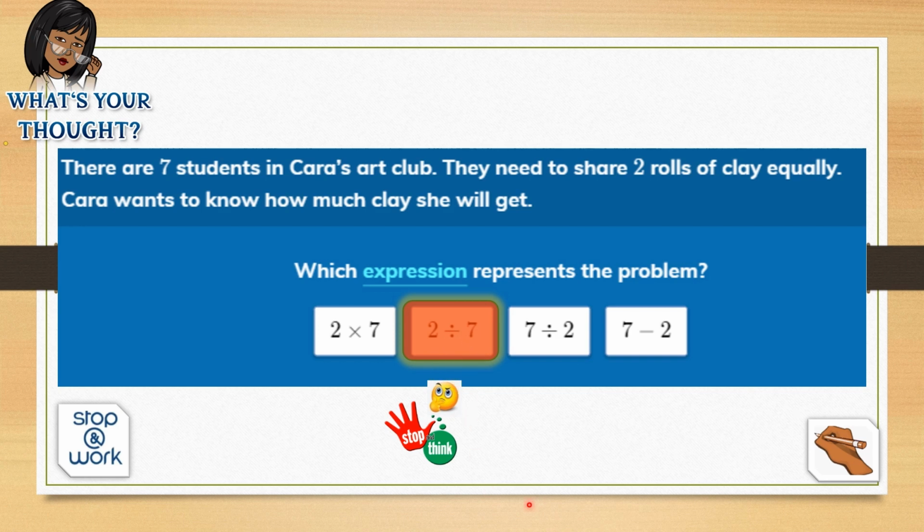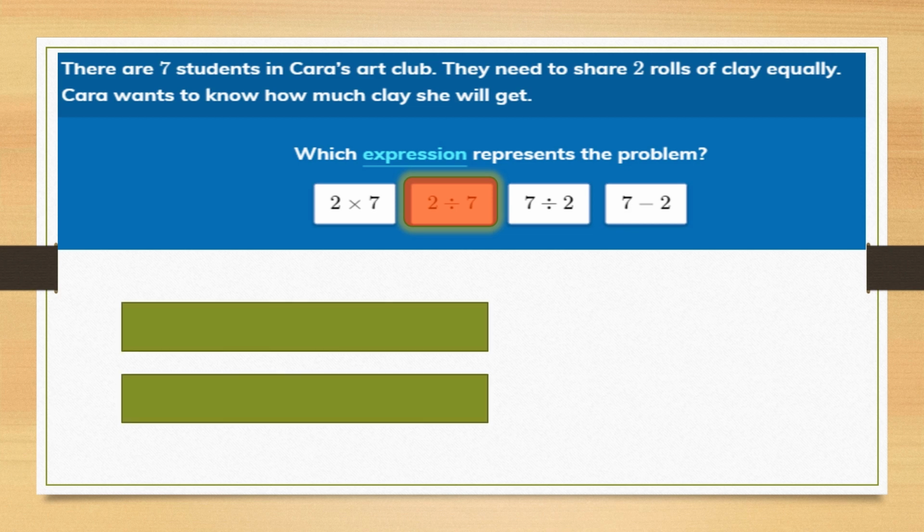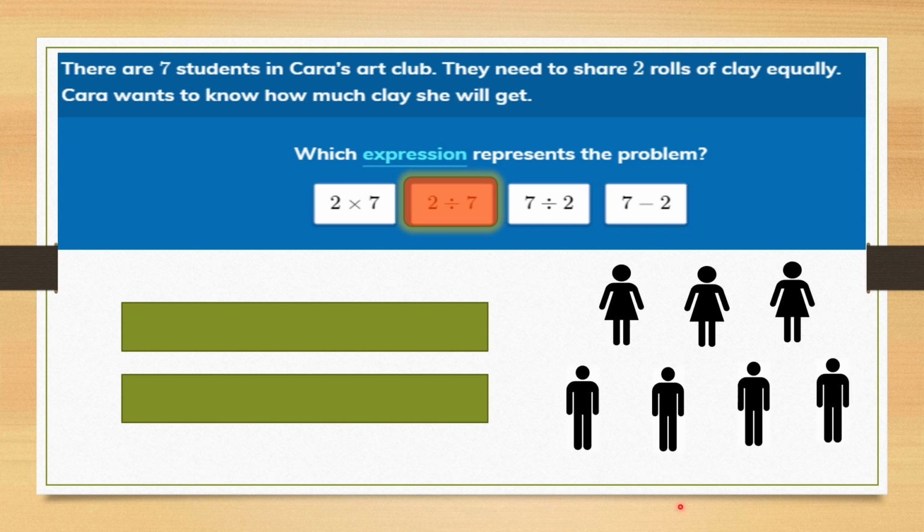You may be wondering, how is it possible to divide a smaller number by a larger number? What would that answer possibly be? Well, pay close attention in this lesson to find out, because you can divide a smaller number by a bigger number. So based on the situation, we know that we will be dividing 2 by 7 since Kara's art class has 2 rolls of clay, which I represent there, and there are 7 students.